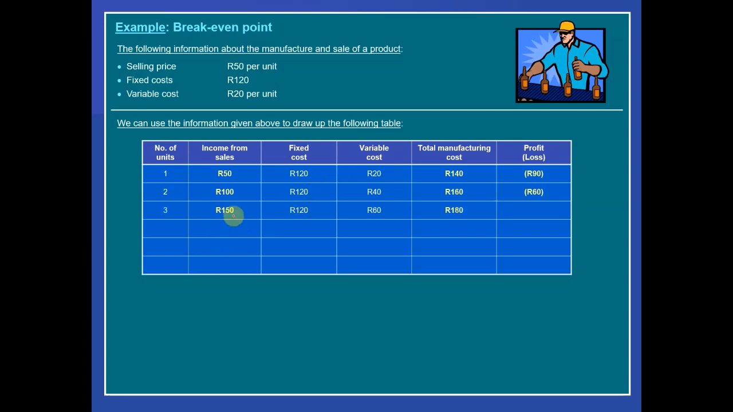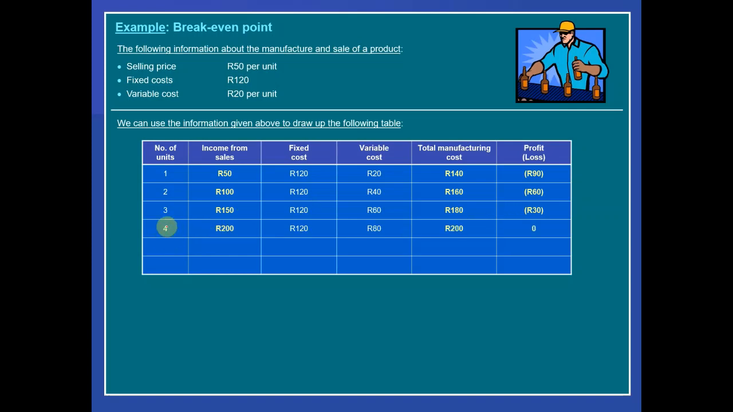If we produce 3 units and sell them, we have 50 times 3 is 150. Our fixed costs remain constant at 120. 3 times 20 per unit is 60 Rand for variable costs. The fixed costs of 120 plus the variable cost of 60 gives 180. So income from sales 150, subtract total manufacturing costs of 180, we make a loss of 30 Rand.